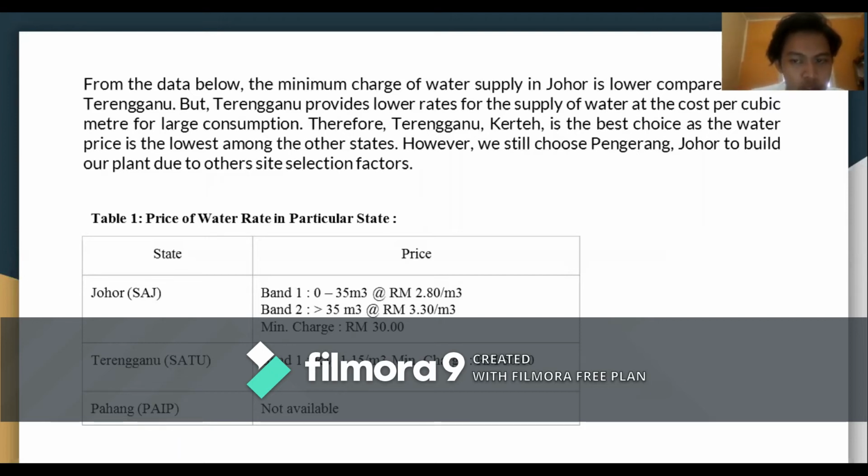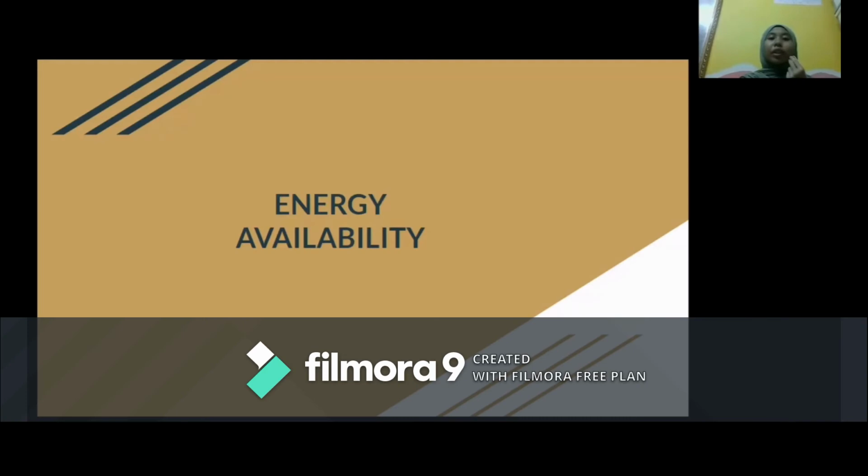However, we still choose Pengerang, Johor to build our plant due to other site selection factors. So I will continue this presentation with another factor of site selection, which is energy availability.